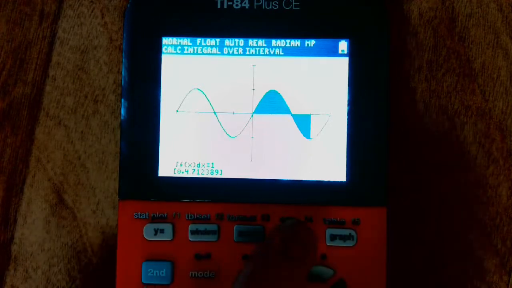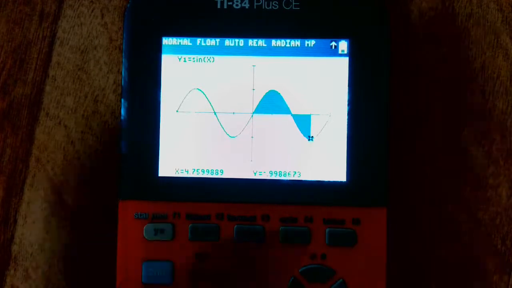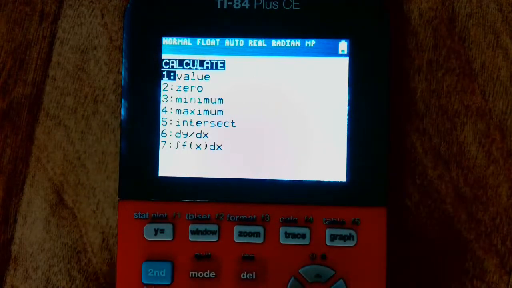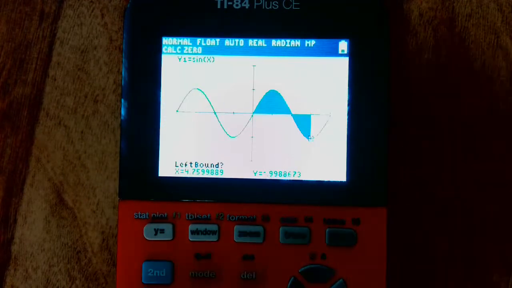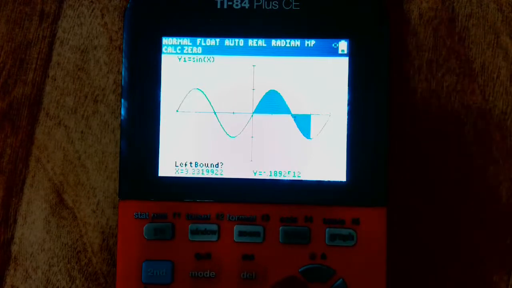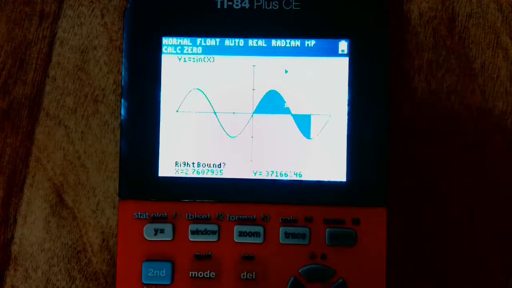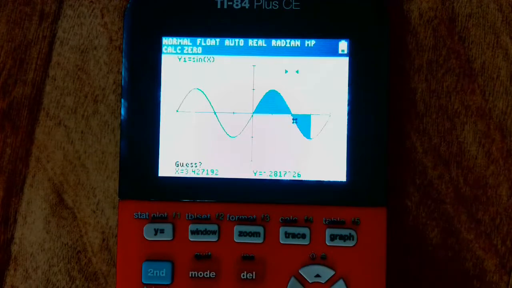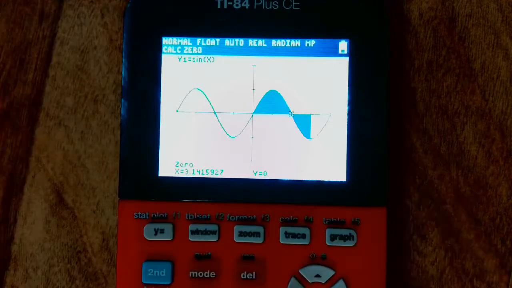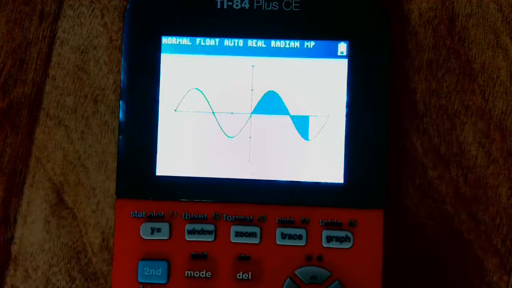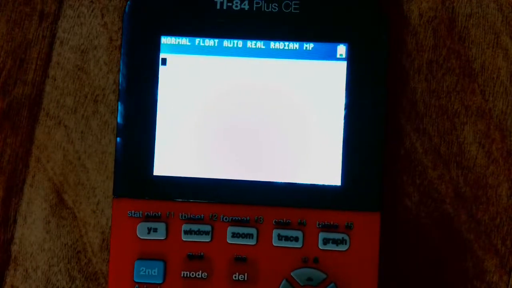And you can even use the trace key, the calculate second trace, to calculate the zeros. So the left bound is here, the right bound maybe here, and it'll tell you that the 0 is at 3.1415927. That's pi. So if you were using the absolute value, you would go from 0 to pi, and then pi to 1.5 pi.